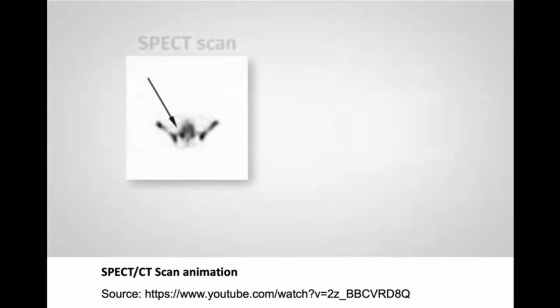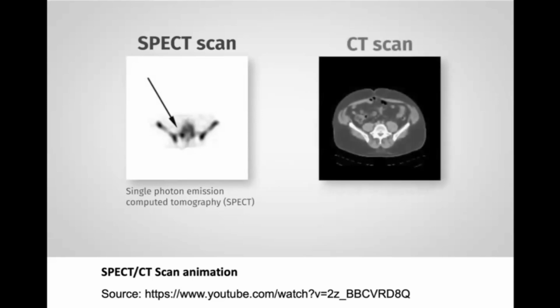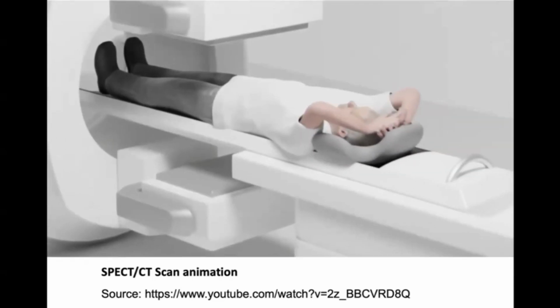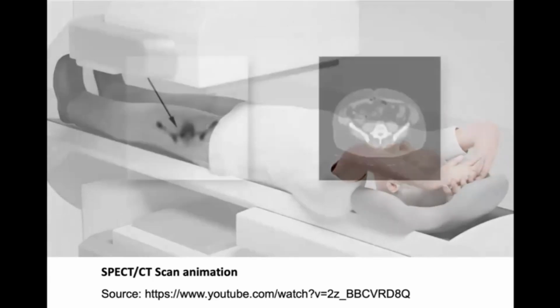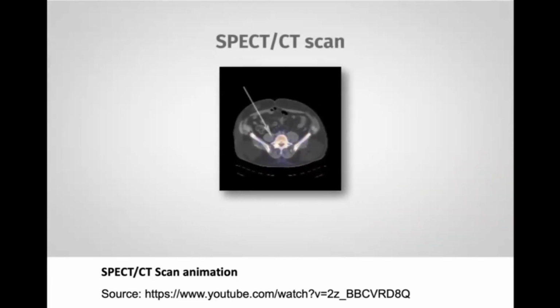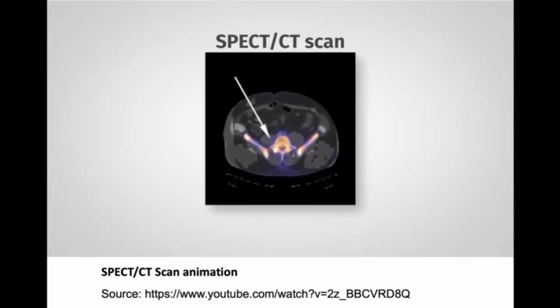A SPECT scan is used to assess the function of tissues or organs in your body to identify disease. A CT scan provides your doctor with high-resolution images of structures in your body. In other words, SPECT assesses physiology and a CT assesses anatomy. Today, generally a SPECT CT scan is performed where the images from the two different types of scans are captured during one session using a hybrid scanner, and the images are combined. Each piece of information is important, but when combined, they are even more useful.